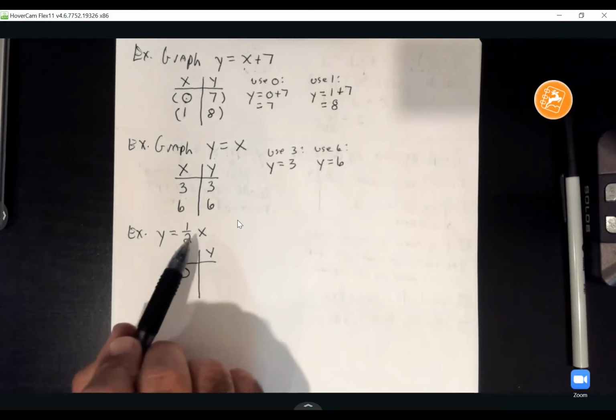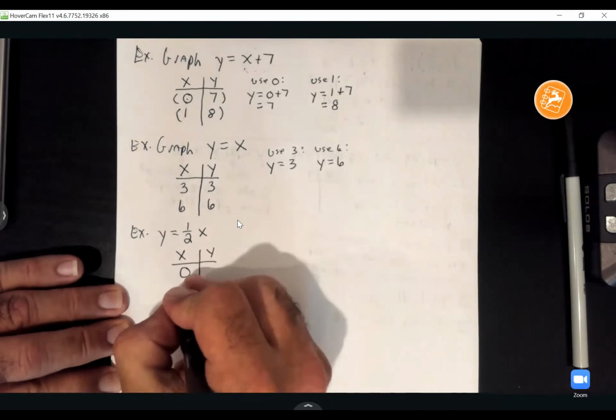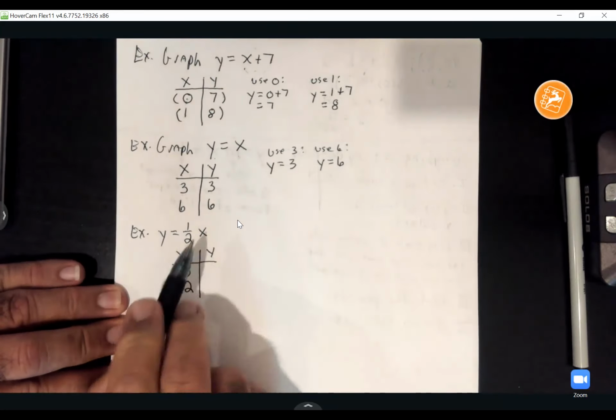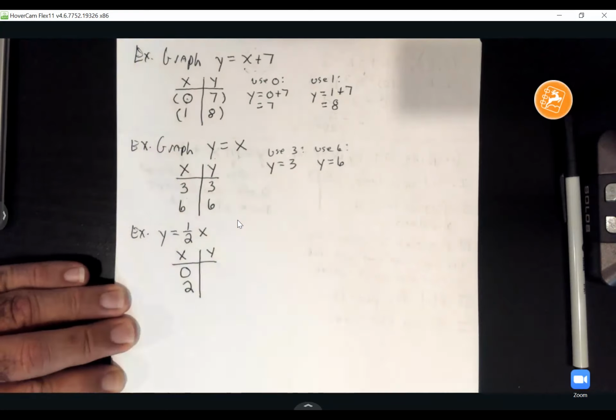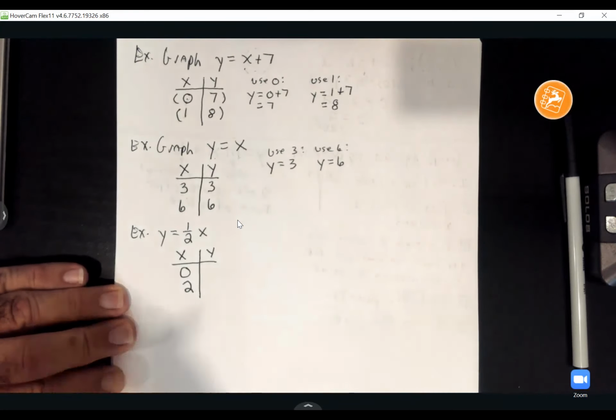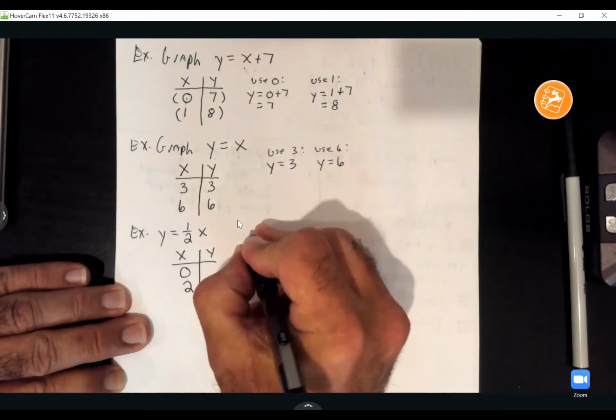If I want to get rid of that fraction and not have to graph fractions, the second point I always choose is whatever that denominator is. So I'm going to choose a 2. Or you could have chosen a -2, -4, -6, any even number that'll divide by that 2, okay? So watch why I did that.